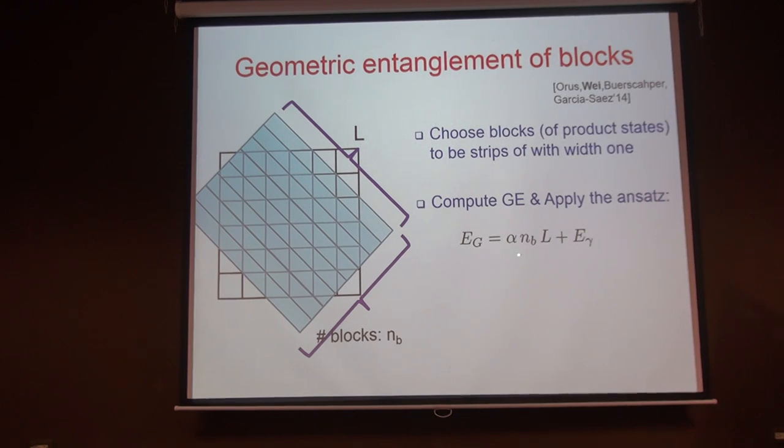We simply take this as an ansatz, because we have seen that for various ground states this works at the fixed point. So we assume that this would hold, and the geometric entanglement would be proportional to the product of the number of blocks and the length, plus an additive constant. The goal is to extract this additive constant and to see whether we can identify a transition.